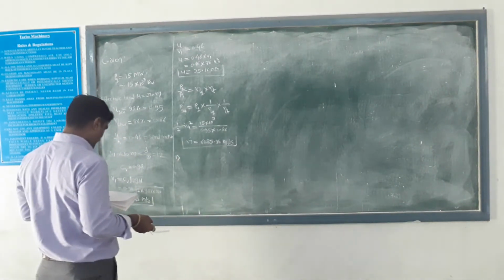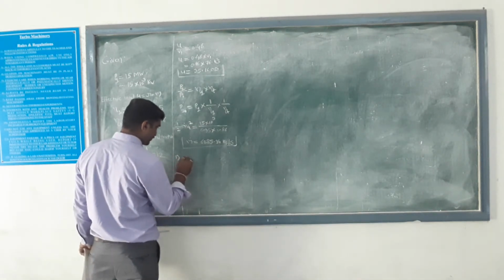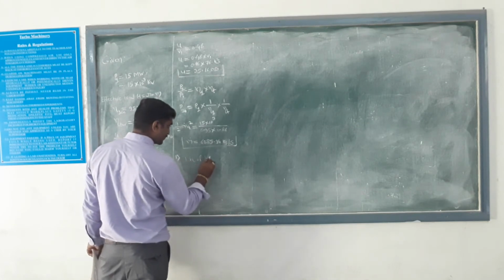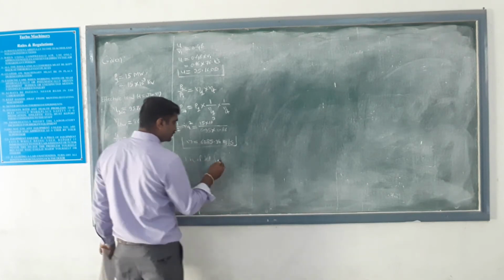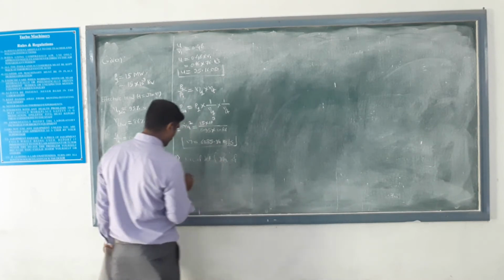Next, the diameter of the jet and the diameter of the runner. First find out the diameter of the jet, and then the diameter of the runner.